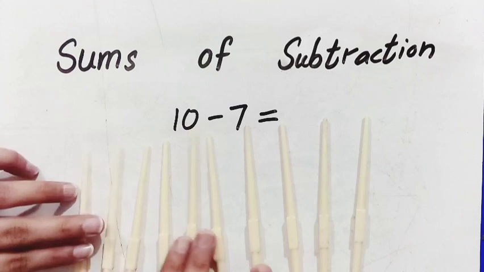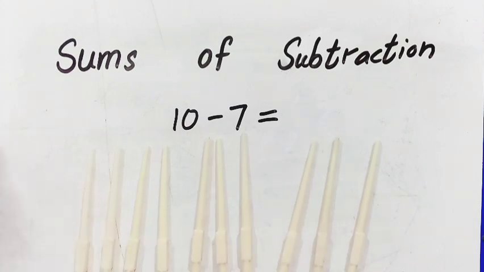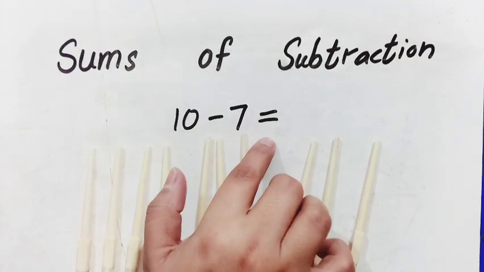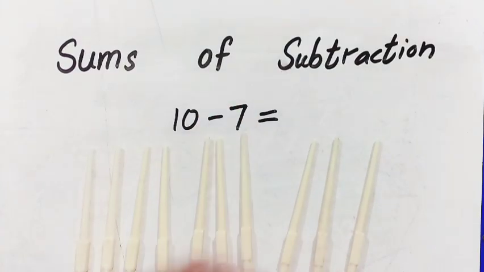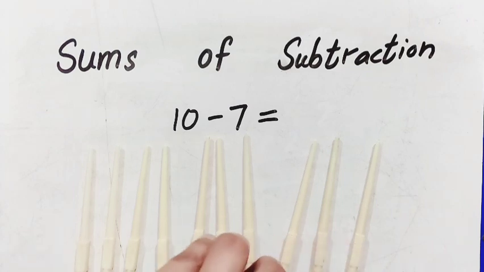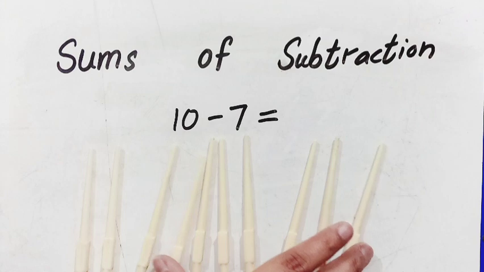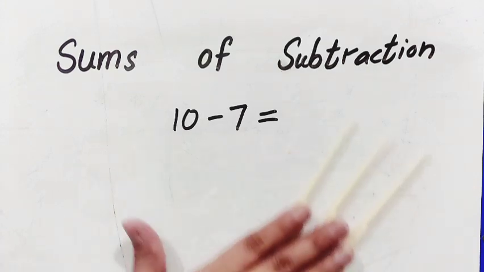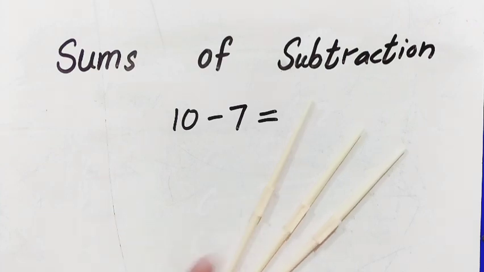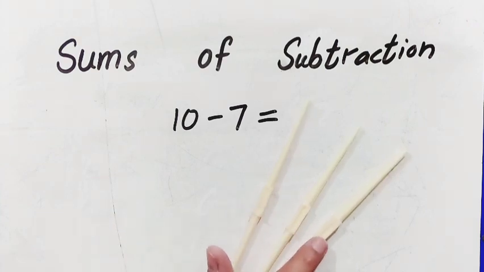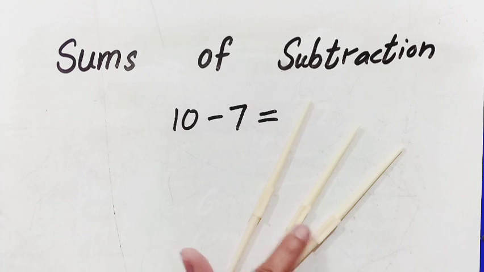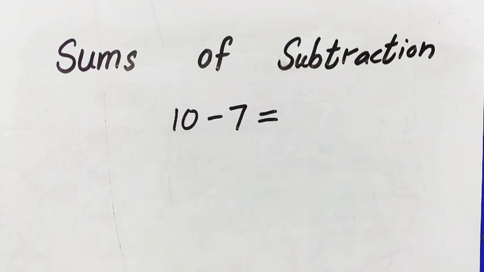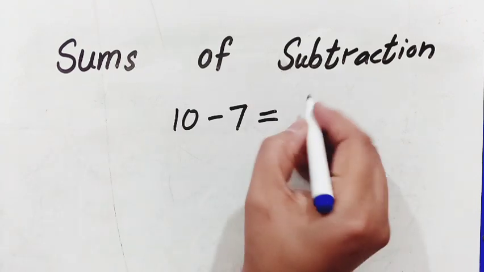Now tell me. Now we will take away 7 from these 10. Right? First of all, count with me. 1, 2, 3, 4, 5, 6, 7. These 7 sticks we will take away. Now tell me how many are left. 1, 2 and 3. How many are left? 1, 2 and 3. It means 3 is our answer.